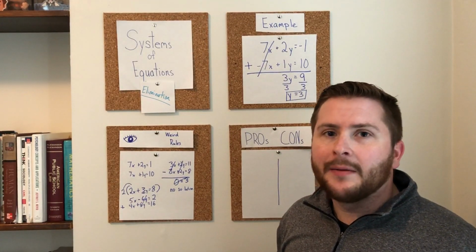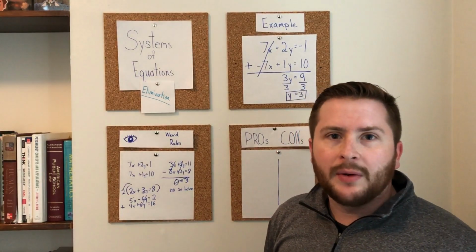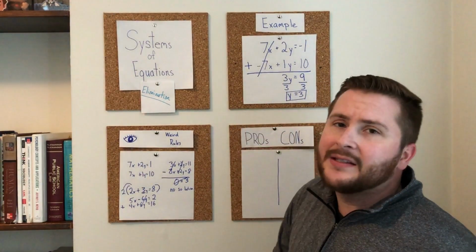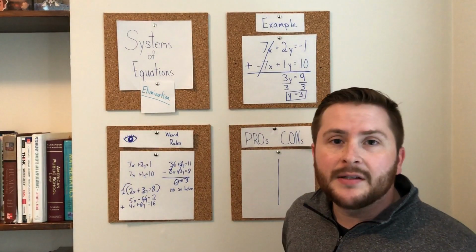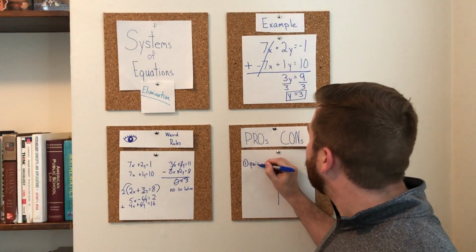So this was pretty quick. This is why students like this method. You do have to practice with it, and you do have to get an eye for it, because if they're not in this form, if they're not in standard form, you might have to rearrange it. So let's talk about the pros and the cons. Students like this because it is quick.